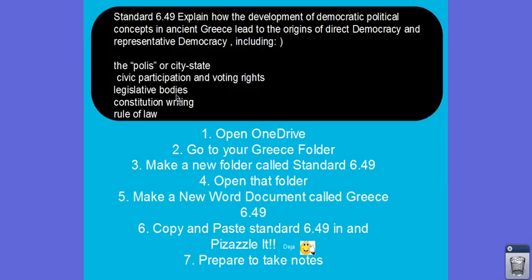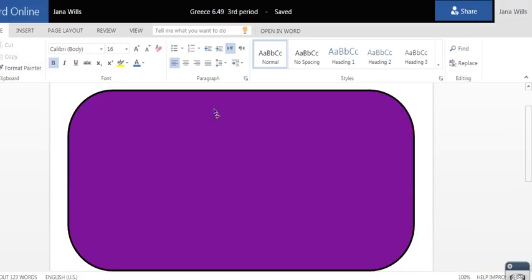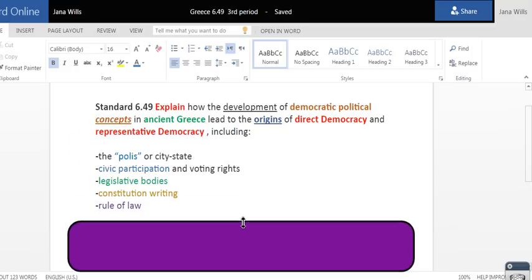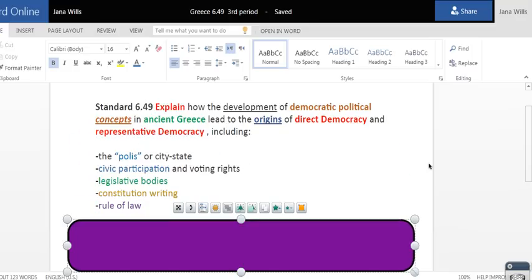Get those words highlighted or bold, underlined, some way emphasized so that you can see what the keywords are in the standard, so we'll know exactly what we need to be looking for and what we need to learn. Once you get that done, if you want to see if you picked the same keywords as me, this is how I pizzazzled my standard 6.49.